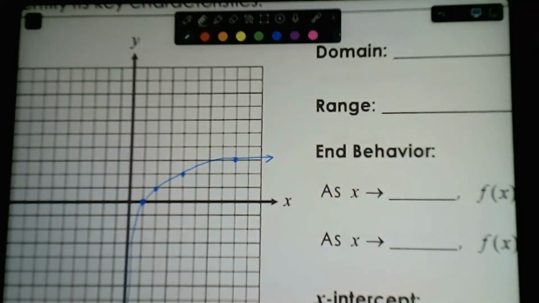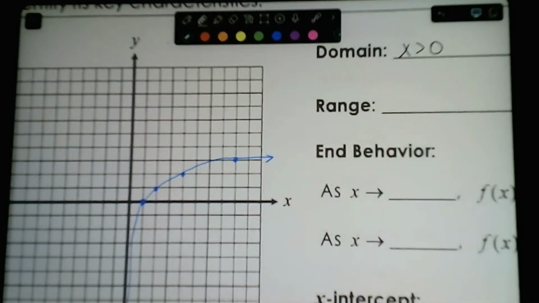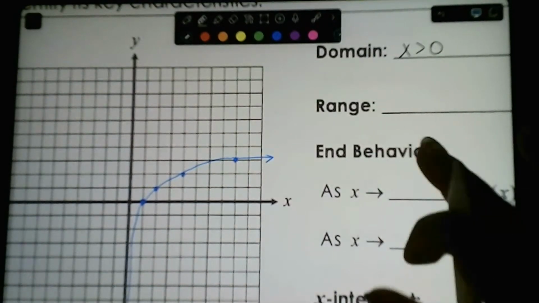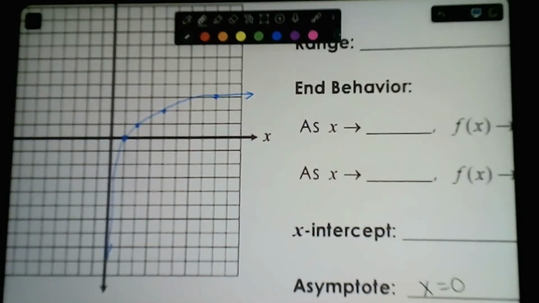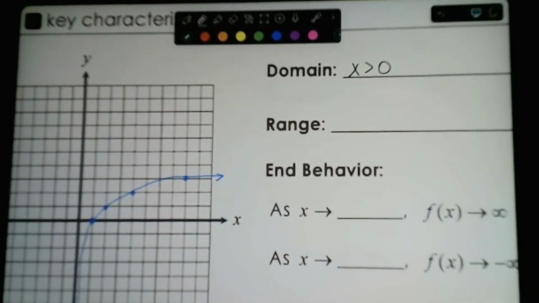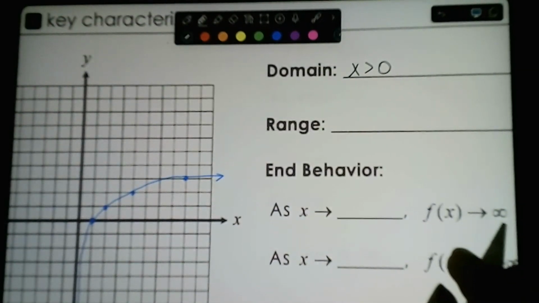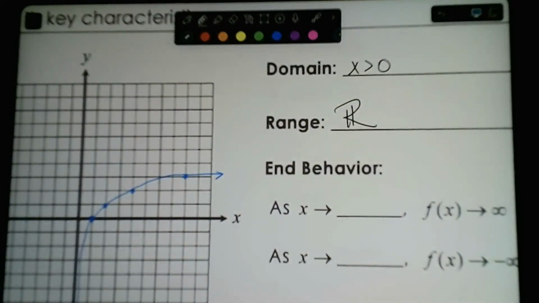What's the domain? X is greater than 0. Will it ever be equal to 0? No. It's an asymptote. So I have an asymptote at x equals 0. X is greater than 0. Beautiful. What's the range? All real numbers. To infinity and beyond.